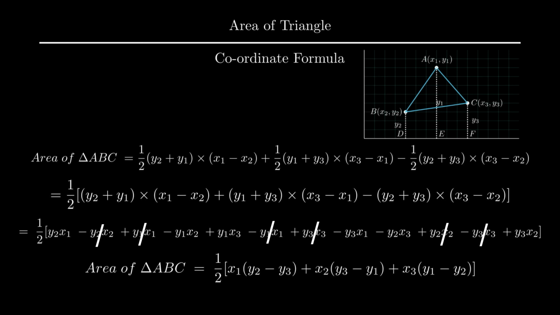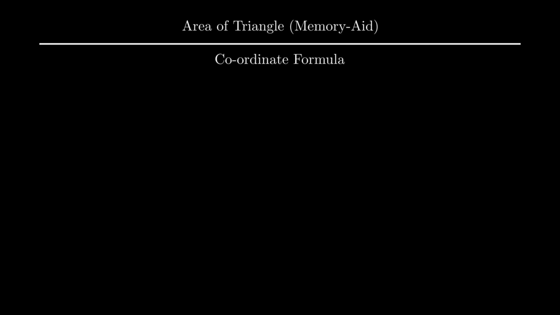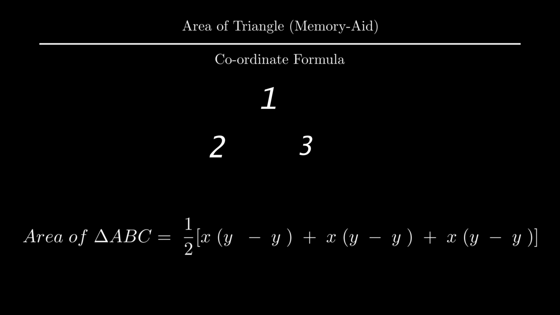Interestingly, there also exists a memory aid to the formula. As per the memory aid, write subscript of the coordinates as 1, 2, 3 in anti-clockwise order. For the subscript of x in the first term, move from 1 in anti-clockwise direction to get 2 and 3 as subscript of y. Similarly, for the subscript of x in the second term, move from 2 in anti-clockwise direction to get 3 and 1 as subscript for y. For the subscript of x in the last term, move from 3 to get 1 and 2 as subscript of y. Hence, the coordinate formula for area of triangle is obtained.